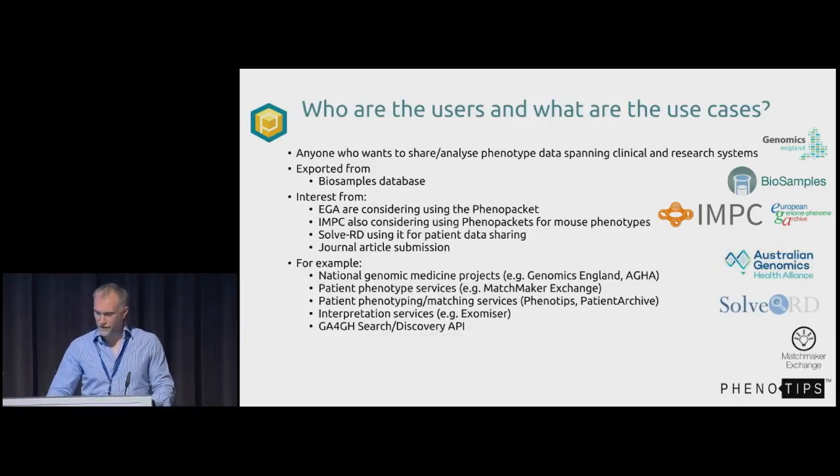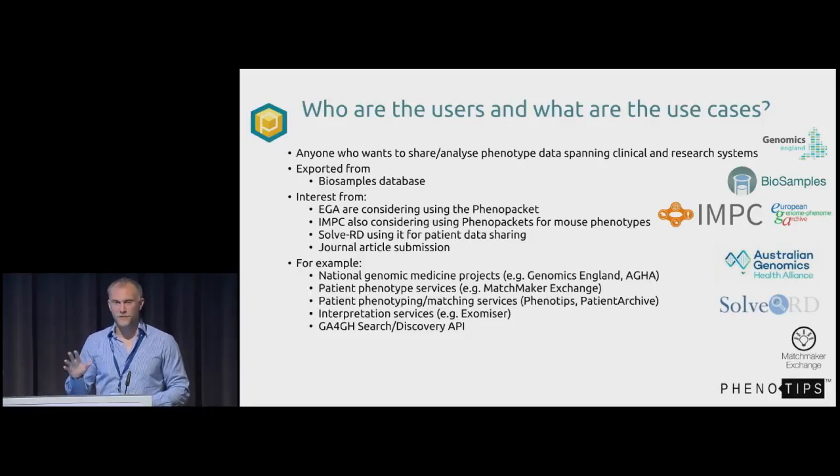I won't read all this, but this is just a sort of few use cases where people could be using it. We've already got exported PhenoPackets from the biosamples database at the EBI, which is really awesome to see. And then also the EGA, the European Genome-phenome Archive, apparently don't have a model for phenotype ingestion or export, so they're also considering using the PhenoPacket as a standard for this. Again, the IMPC, the International Mouse Phenotyping Consortium, have expressed interest in using the PhenoPacket as a way of transporting their mouse phenotypes around the place.